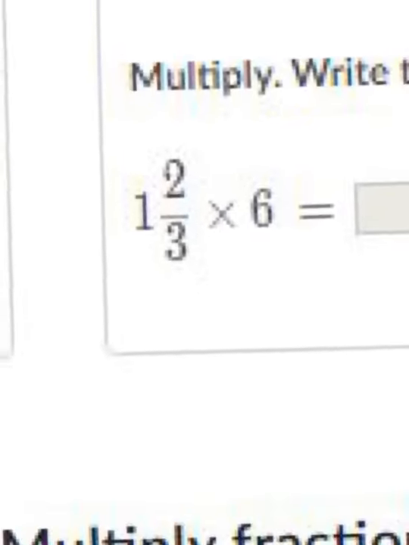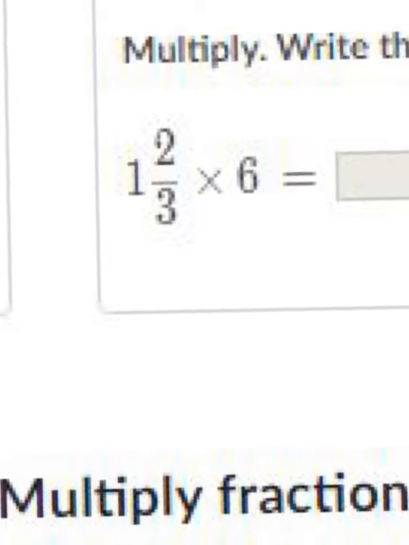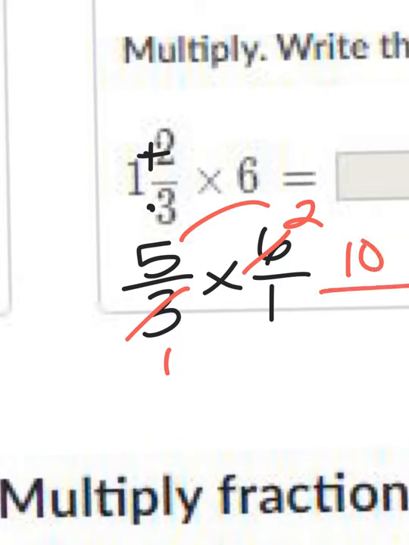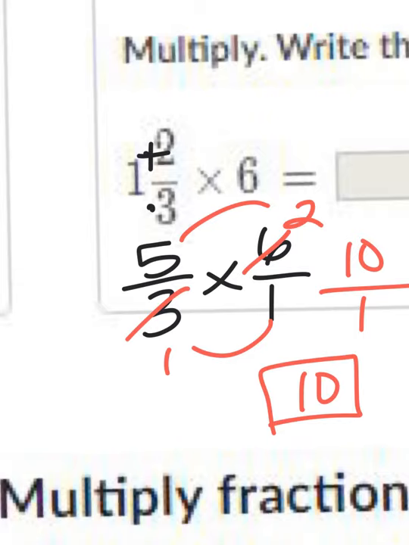All right, next one. 1 2/3 times 6. So let's change that 1 2/3 to an improper fraction. So 3 times 1 is 3, plus 2 is 5, and our denominator is 3. We're going to multiply that by 6. I'm going to change that to a 6 over 1. 3 goes into 3 once, goes into 6 twice. So we've got 5 times 2, which is 10, and 1 times 1, which is 1. So our answer is just 10. Okay.